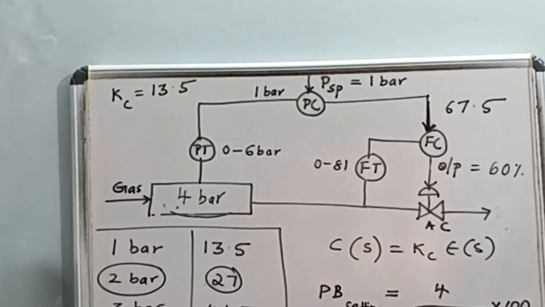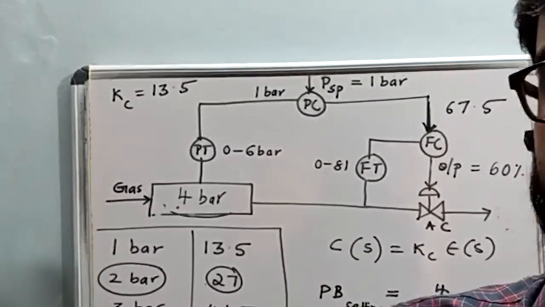Question number 110. Liquid flow rate through an equal percentage control valve. If you go through that, you will get that answer as well. I guess it's a question.